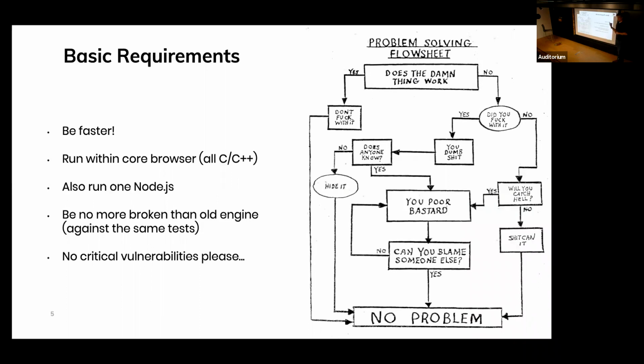Now, remembering the problem-solving flowchart, we have a few basic requirements, especially because we're doing a complete rewrite of an existing working component. The one we have already talked about is that you need to be faster. Rust is fairly well positioned for that. You can write things that are at least as fast as C++, depending on how good you are. It also needs to run within the core browser, so it's all C++, mostly, some C. It turns out Rust interoperates very well with C and C++ with bindgen, very similar to wasm-bindgen.